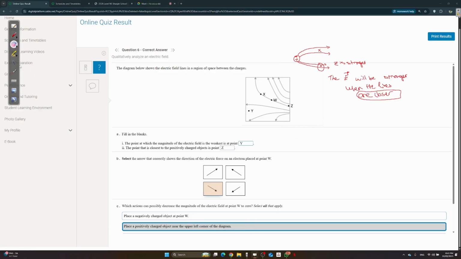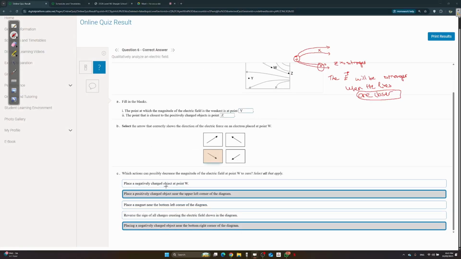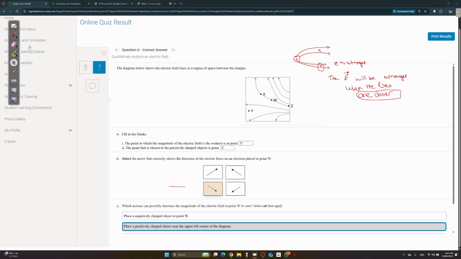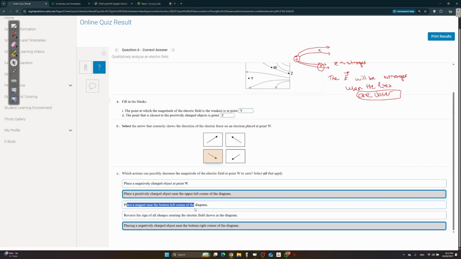Now let's take a look at the ones that are wrong. Placing a negatively charged object at point W. On the contrary, if you put a negatively charged object at point W, what's going to happen to all of them? They're going to go where? Exactly. See, you got that. Very good. Placing a magnet near the bottom left corner of the diagram. What are we talking about here? Electric field. Right? So would placing a magnet change it? Are we talking about magnetic field? We're talking about electric field. Let's not mix two things up.